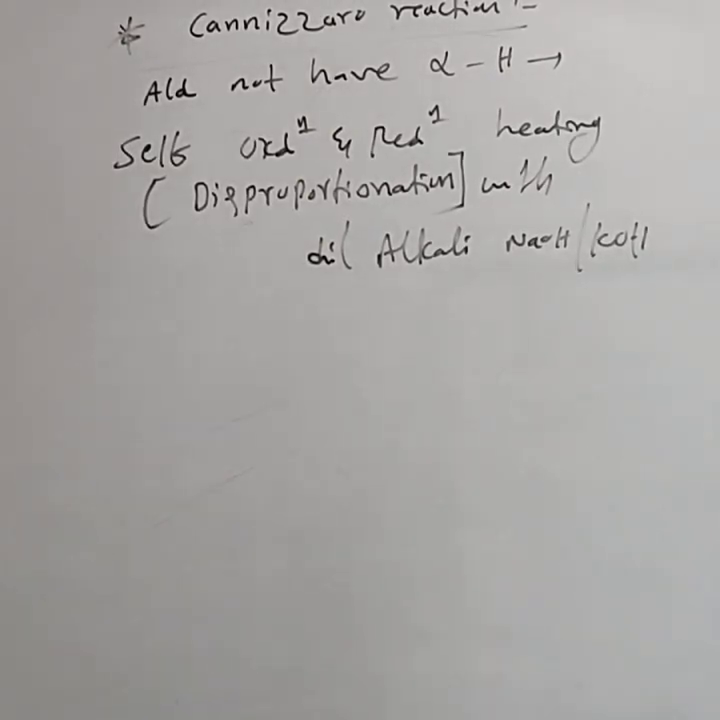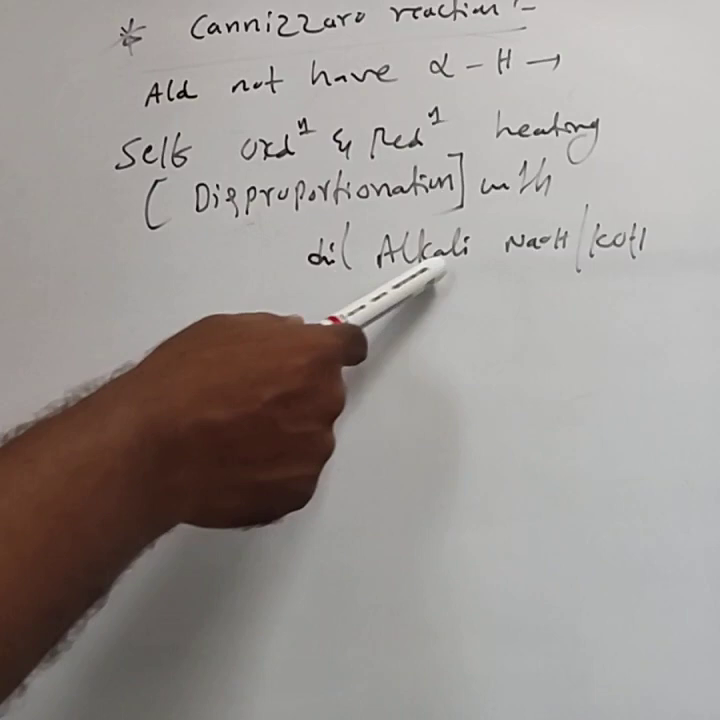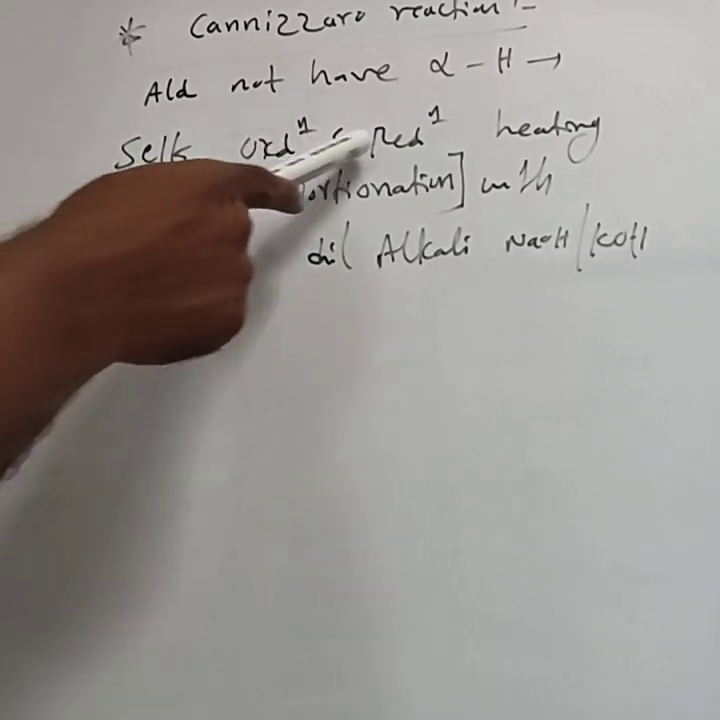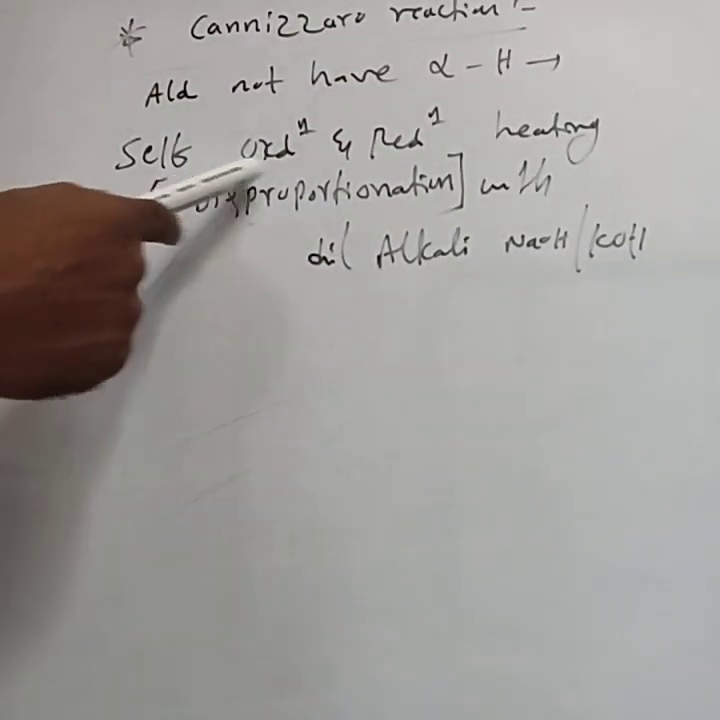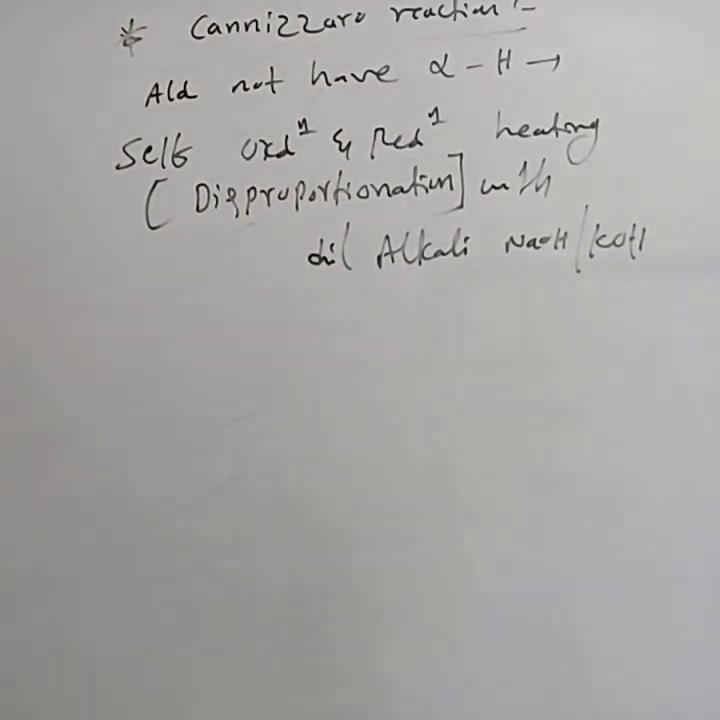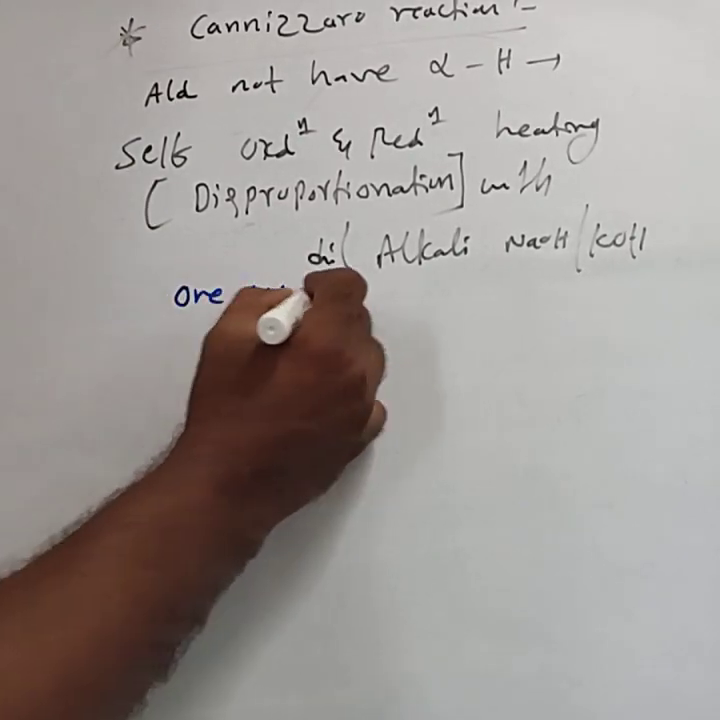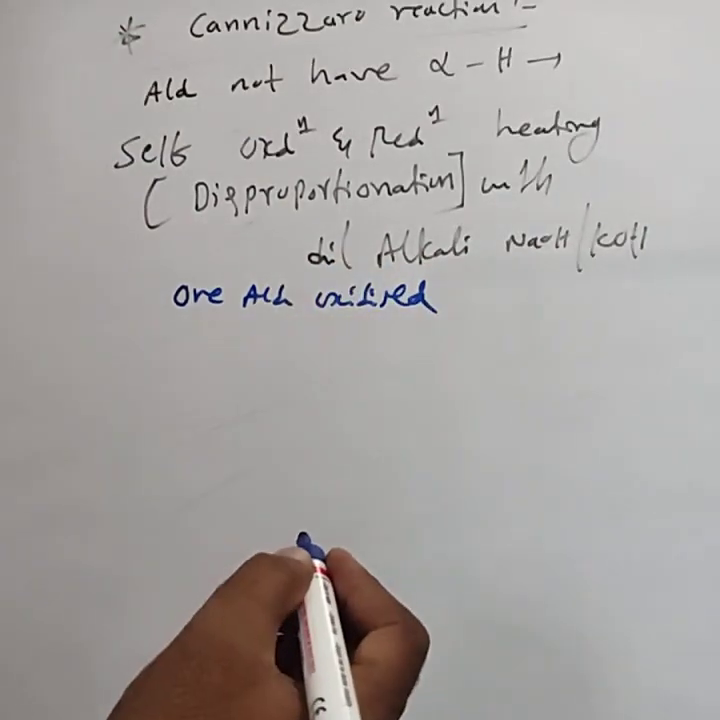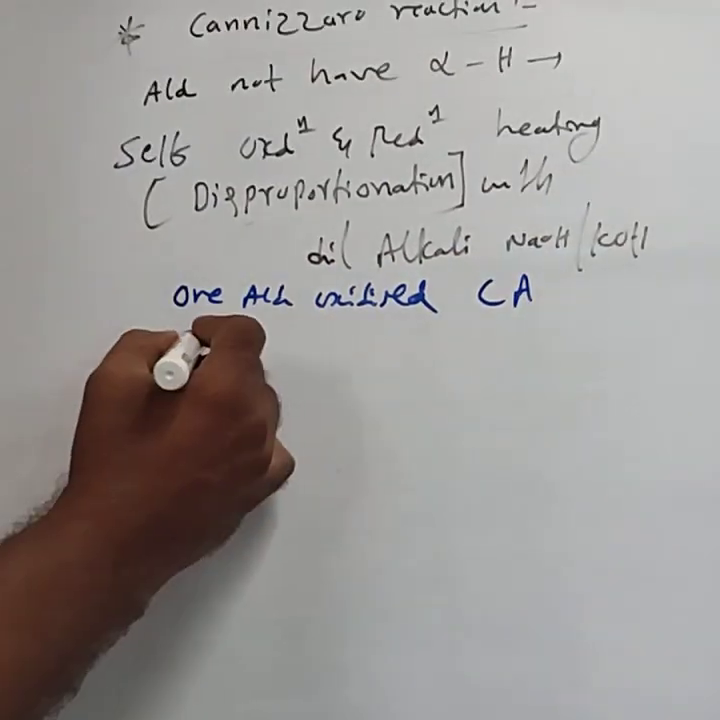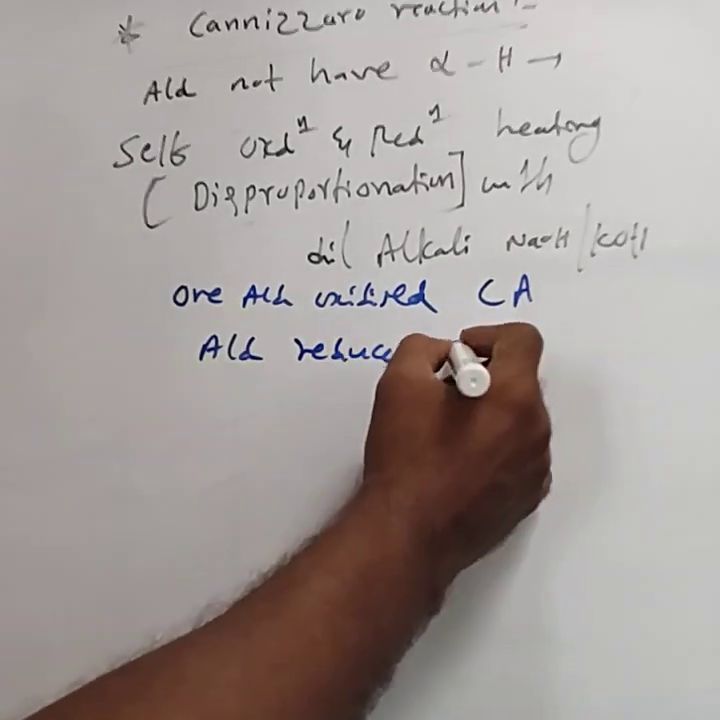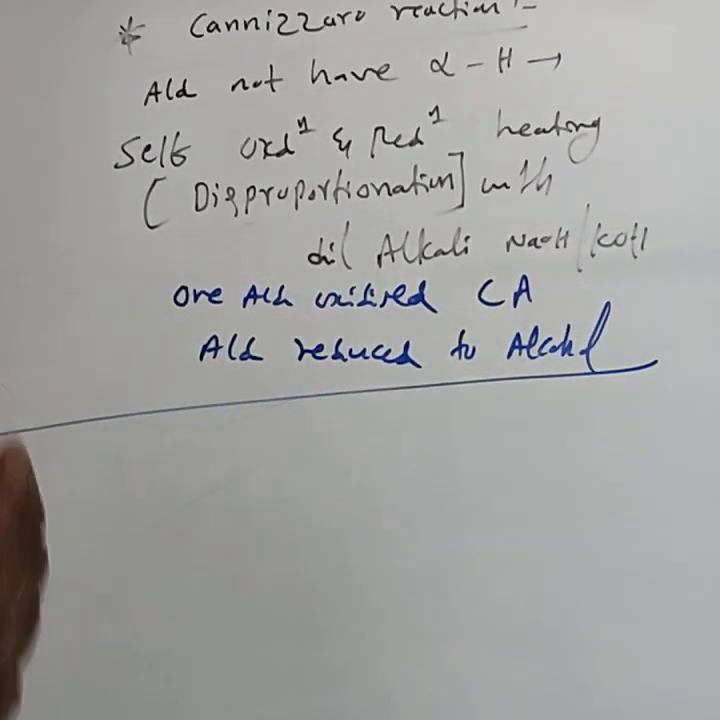Cannizzaro reaction means aldehydes not having an alpha hydrogen atom, on heating with dilute alkali like NaOH or KOH, undergo self-oxidation and reduction, commonly called a disproportionation reaction. That is, one molecule of the aldehyde is oxidized to carboxylic acid, and another aldehyde, as we are using 2 moles, is reduced to alcohol. These are the products formed.